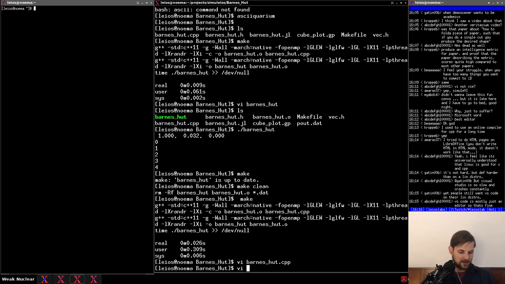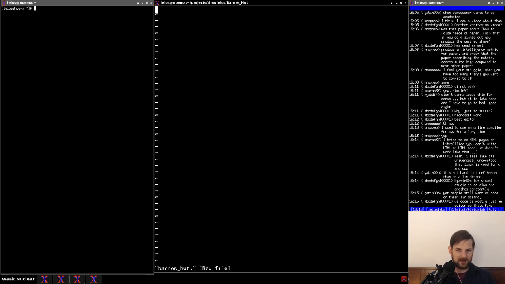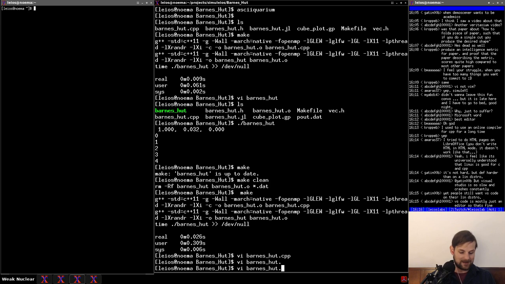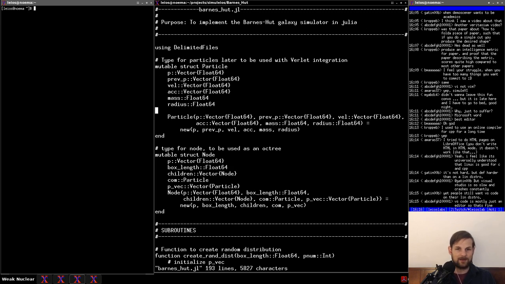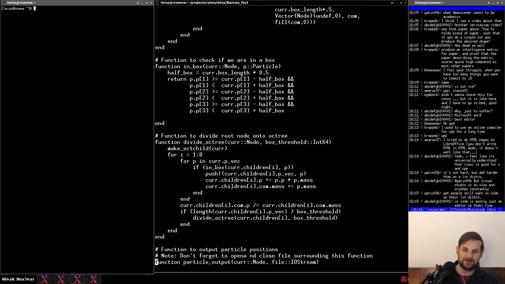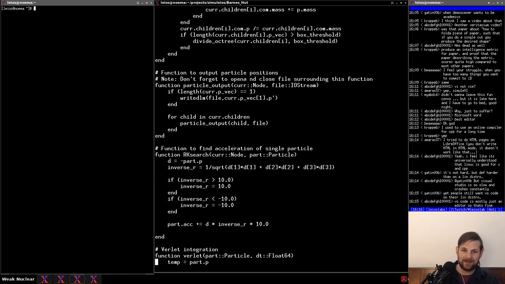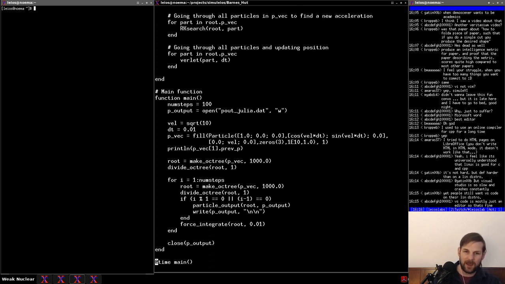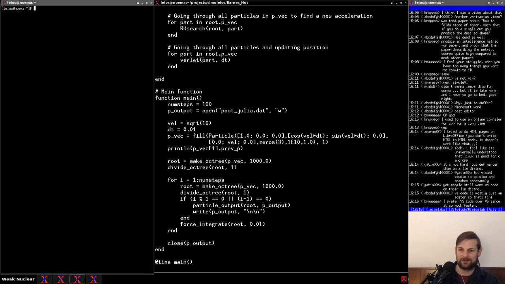Okay, let me go into the barnshut.jl code because I actually wanted to do this in Julia, and I can guarantee you this code is crap. This is my barnshut.jl code. I'm going to be honest, this is the very first Julia code I've ever written. It is identical to C.